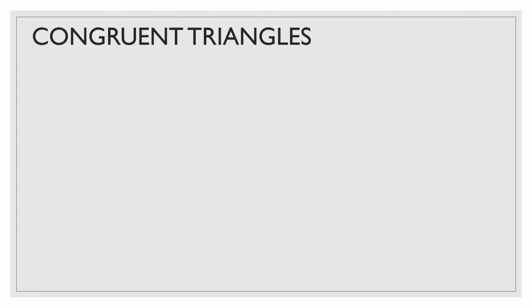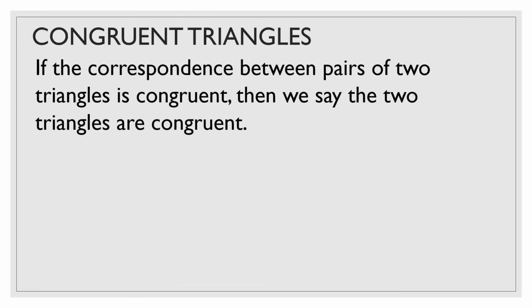What does correspondence imply? If the corresponding parts of two triangles are congruent, then we say that the two triangles are congruent. So anong ibig sabihin nito? Masasabi natin that the two triangles are congruent kapag ang kanyang mga corresponding parts ay congruent.